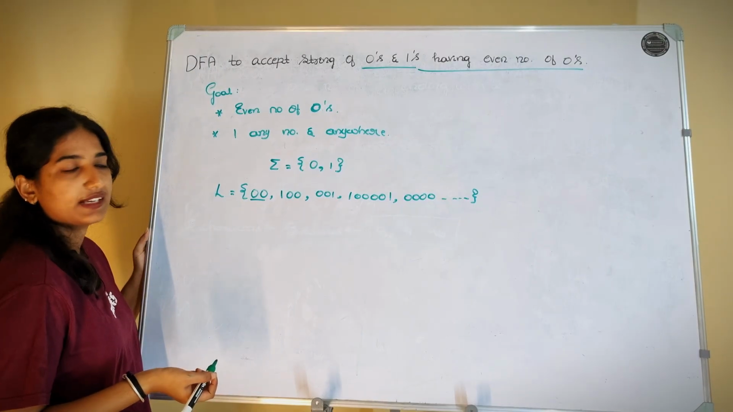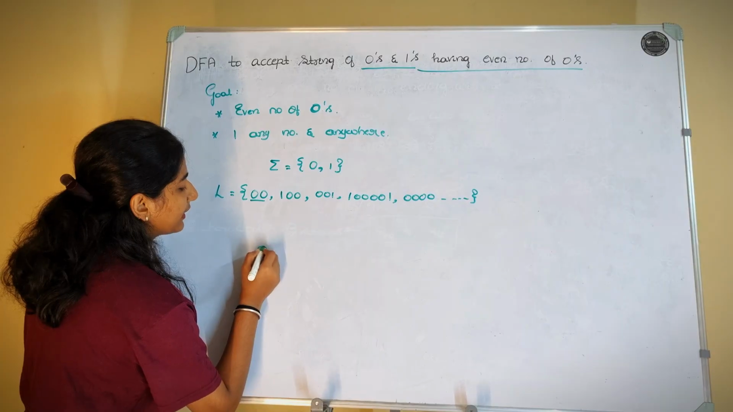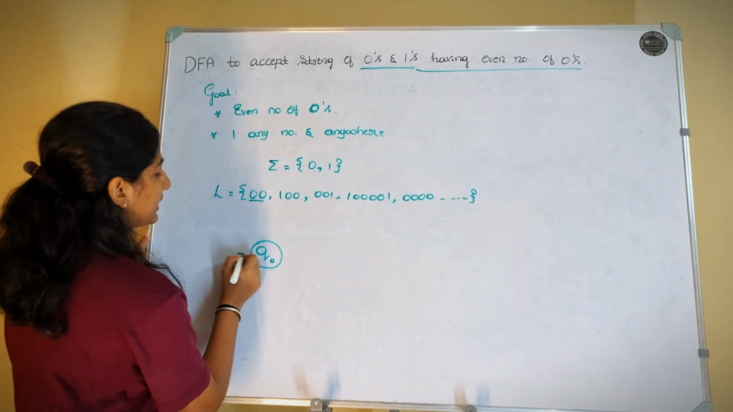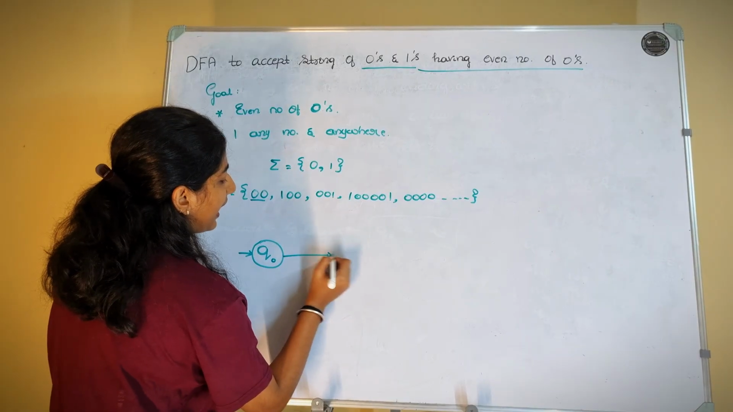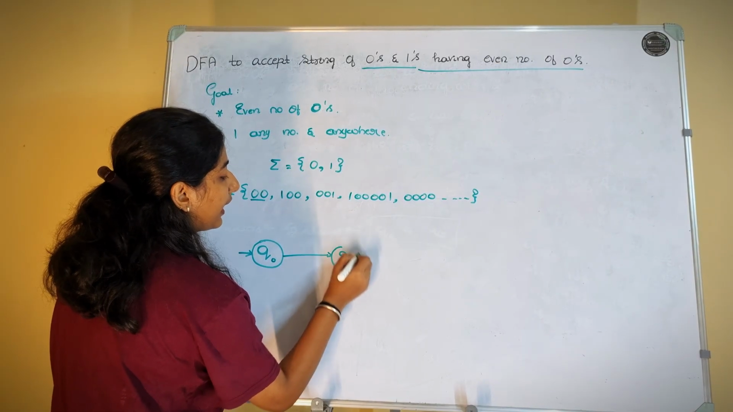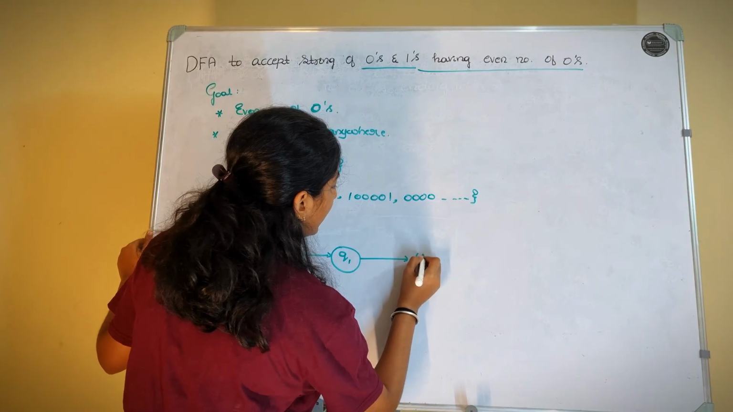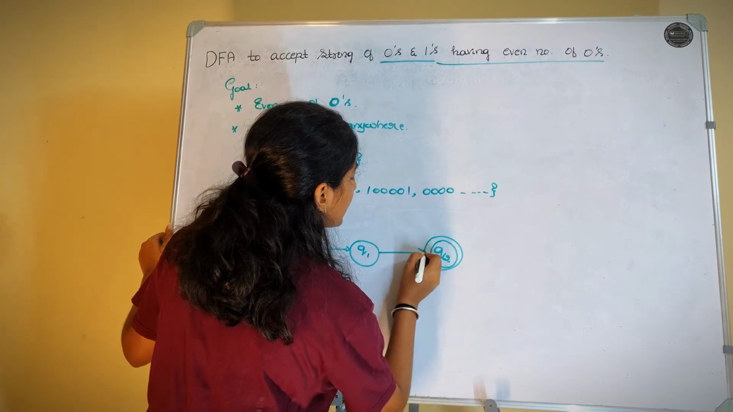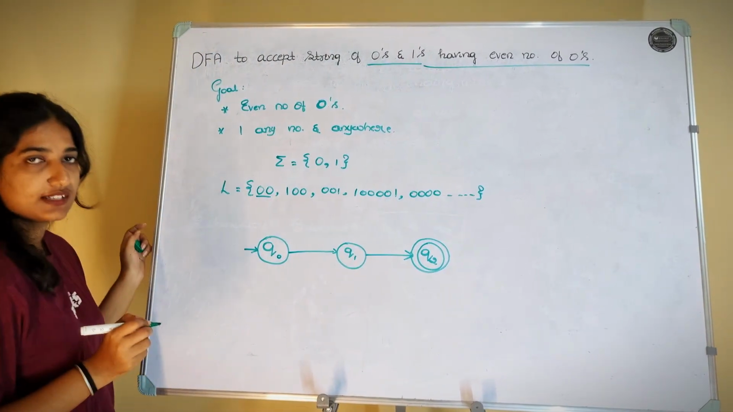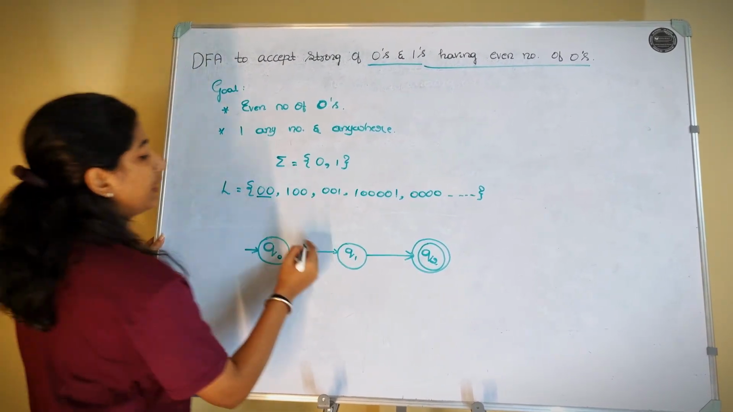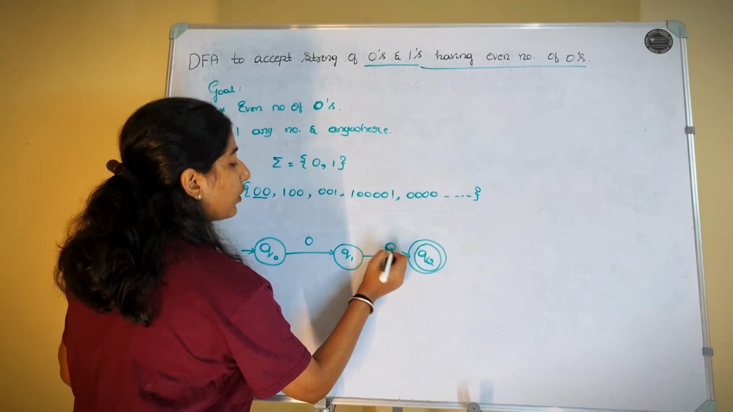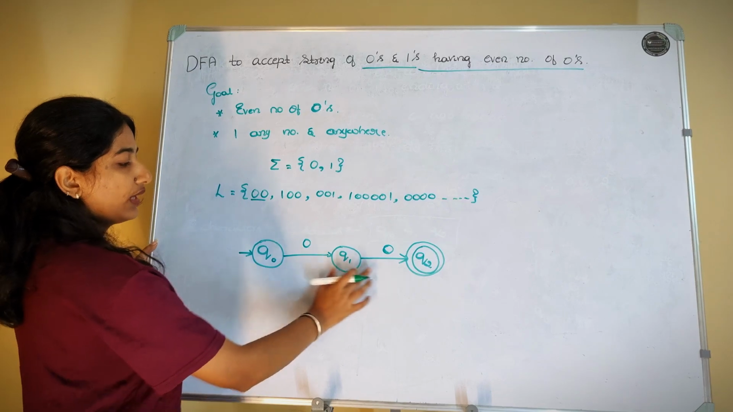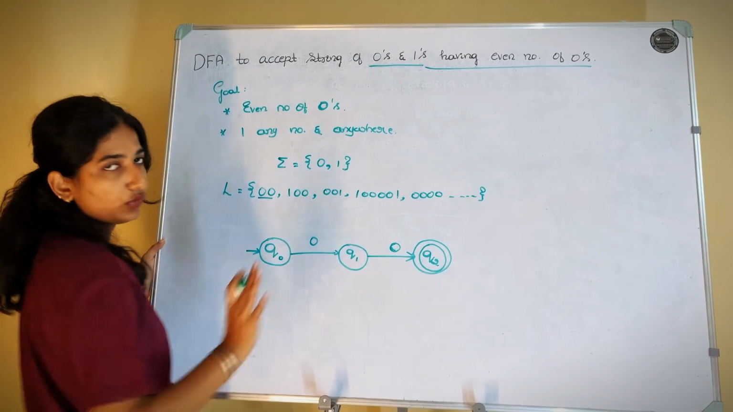So now let's write the transition diagram. The transition diagram goes like this. Q0, this is the starting state, and we have Q1 and we have Q2. This is the final accepting state. So here the main thing is we should have 0 0. Done. So Q0 on 0 moving to Q1 and Q1 on 0 moving to Q2.